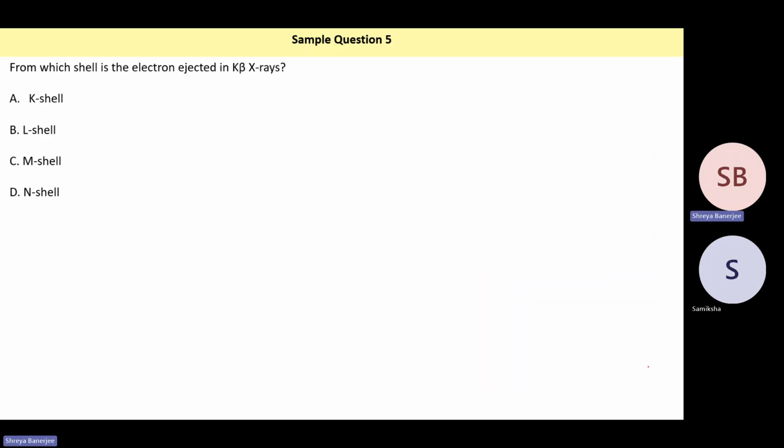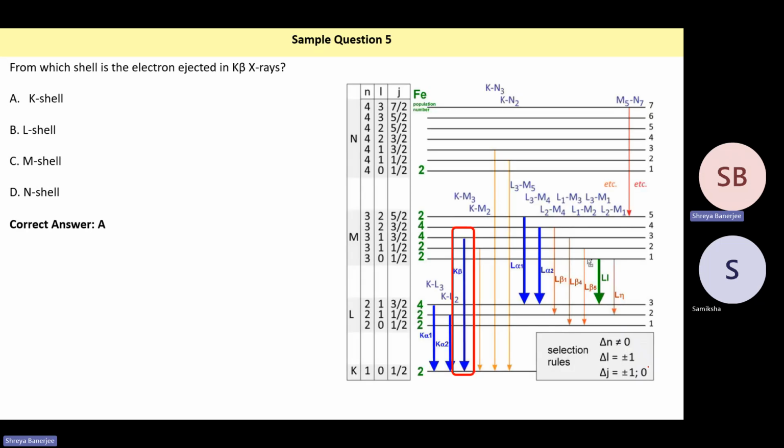Then you have a question: from which shell is the electron ejected in K beta X-ray? So let us look at the K beta. In K beta, the electron is being knocked out from the K shell. That is why there is a transfer from M to K shell. So electron ejection happens from K shell. So the correct answer is A. And because this K shell electron leaves, there is a hole which is being filled up by the M shell electron.